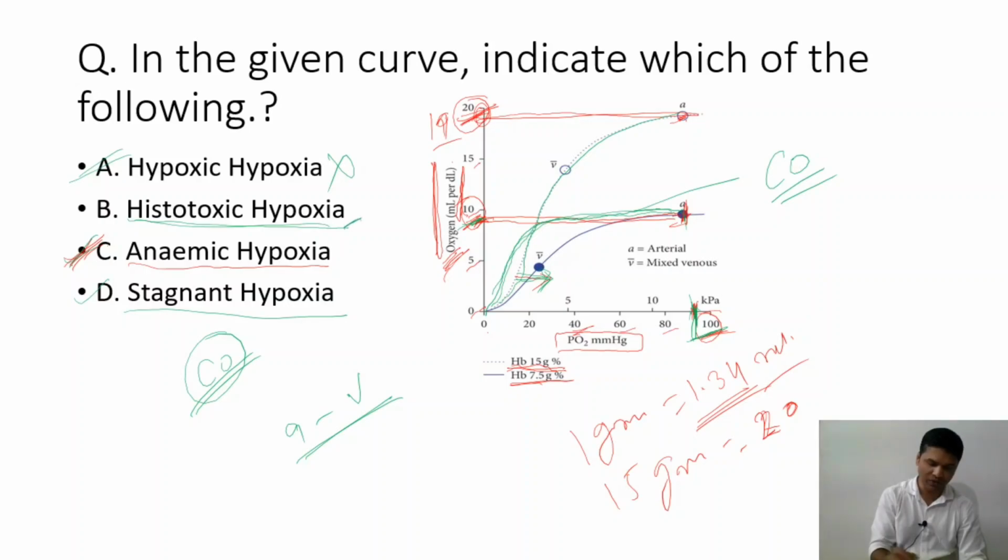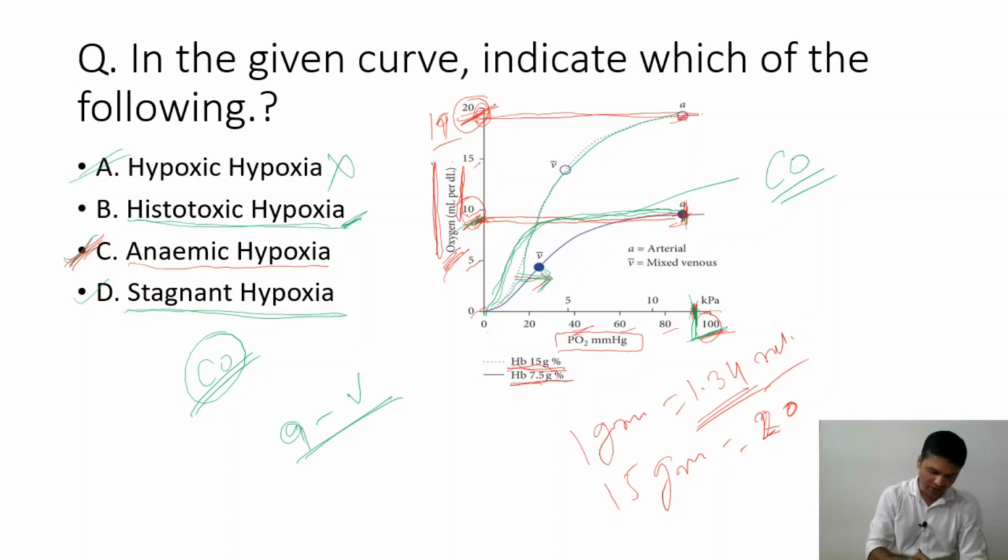Suppose in histotoxic hypoxia, the difference in oxygen content between arteries and veins will be very less because oxygen utilization is reduced. Oxygen is available, but the tissue cannot utilize it. So in that condition, oxygen remains in the blood, and the venous and arterial oxygen difference will be less. And in stagnant hypoxia, what happens? Opposite to that. Blood remains for more time in the tissue space, and that's why more and more oxygen will be extracted from the blood, and the arterial and venous oxygen difference will be more.